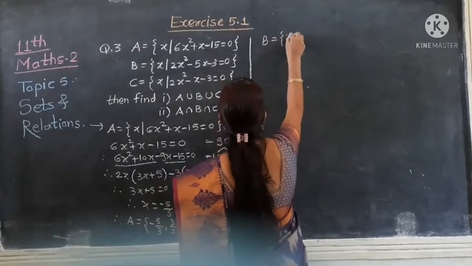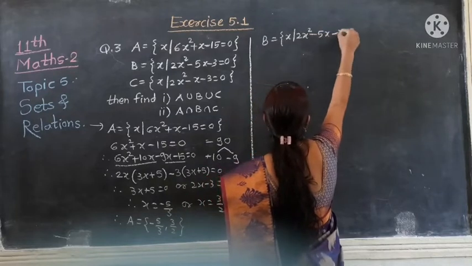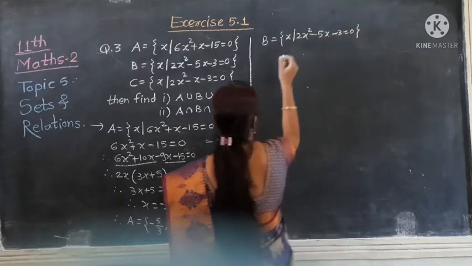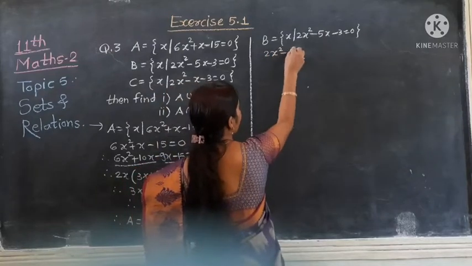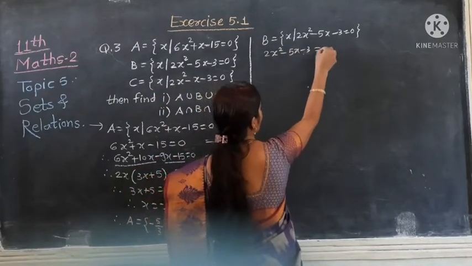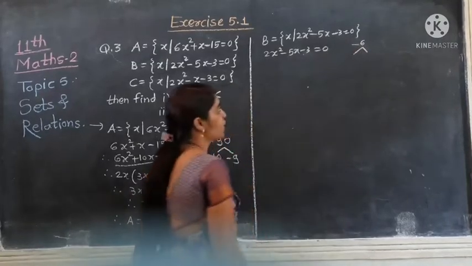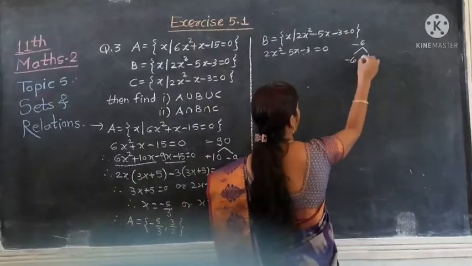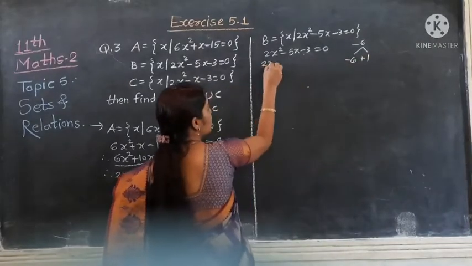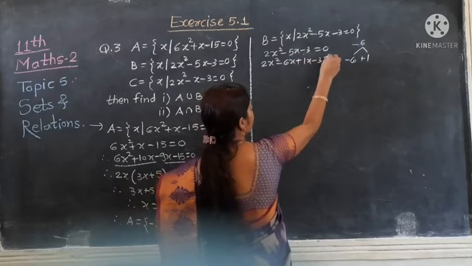B set is what? Set of all x such that 2x square minus 5x minus 3 is equal to 0. You find the factors of this also. 2x square minus 5x minus 3 is equal to 0. 3 2s are 6. What are the factors of 6? That subtraction becomes 1. 6 1s are 6. So 2x square minus 6x plus 1x minus 3 is equal to 0.